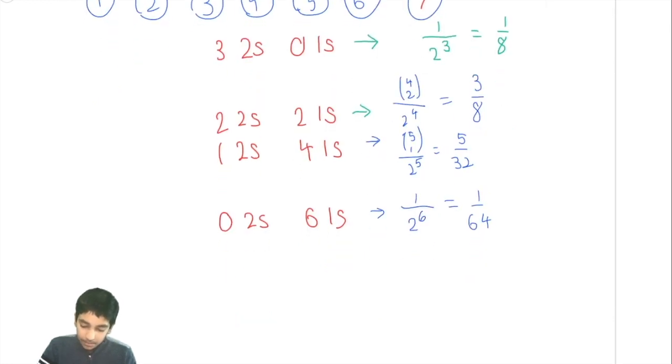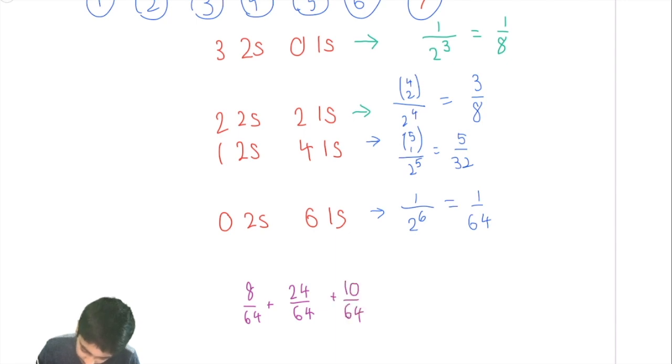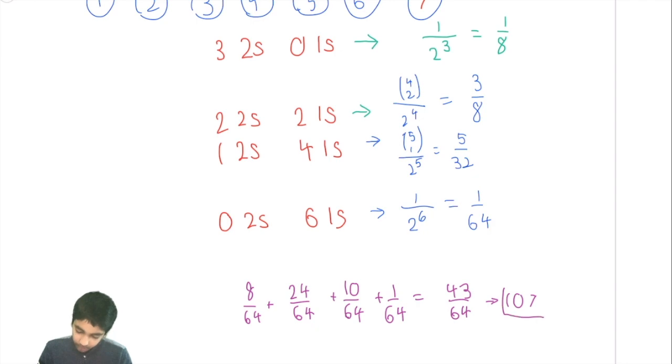And then we can sum all these up to get 8 over 64 plus 24 over 64 plus 10 over 64 plus 1 over 64, which is going to be equal to 43 over 64, which gives an answer of 107. So then they meet all integers are 3-digit numbers.